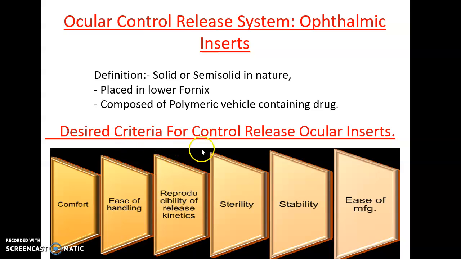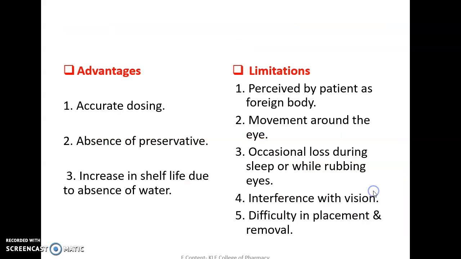Some of the desired criteria for controlled release ocular inserts: it should be comfortable, easy to handle, and have reproducible release kinetics. It should be sterile, so a sterility test will take place. It should have good stability and be easy to manufacture. The manufacturing process should take place easily. These are the desired criteria for ocular inserts.